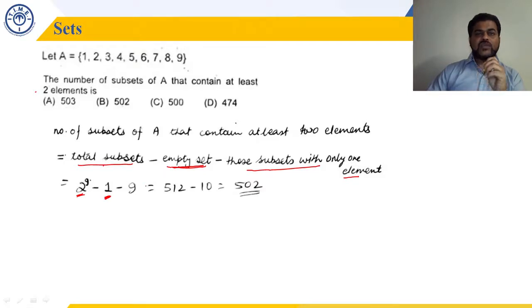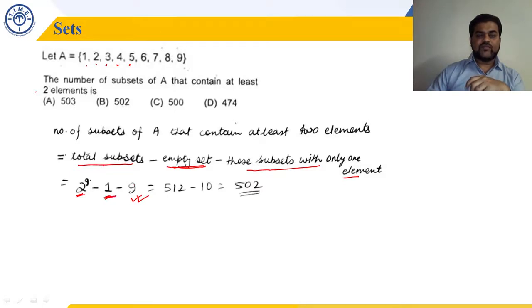And how many subsets do we have which have only a single element? If we consider all the singleton subsets, one set will be the set containing only 1, another set will be the set containing only 2, another set will be the set containing only 3, and so on. So if I take only those subsets which have exactly 1 element, how many such subsets will there be? Nothing but 9. So these are 9 subsets which will have only 1 element.